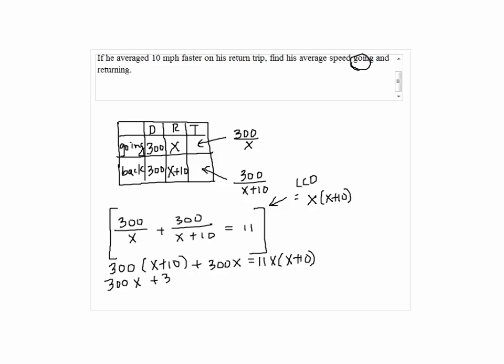So we have 300x plus 3000 plus 300x equals 11x squared plus 110x. By simplifying, we have 11x squared minus 490x minus 3000 equals 0.